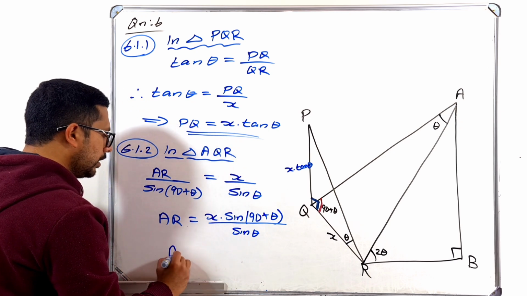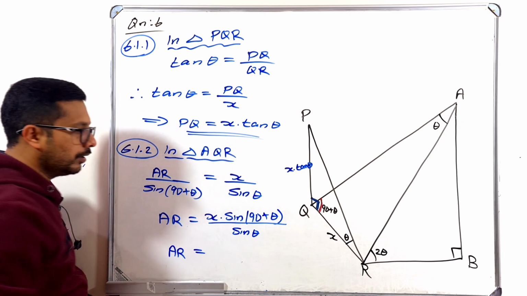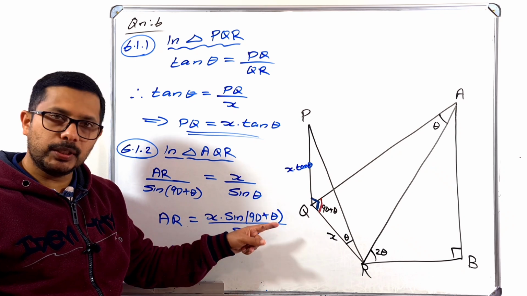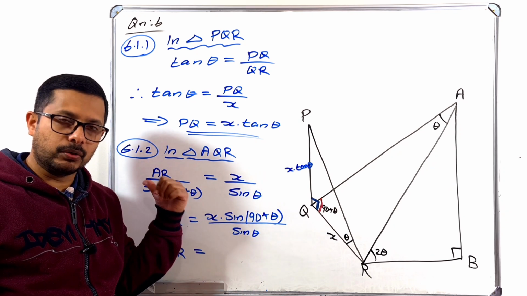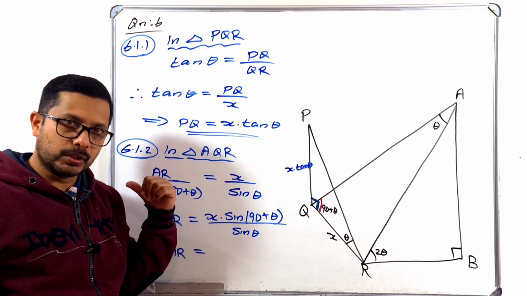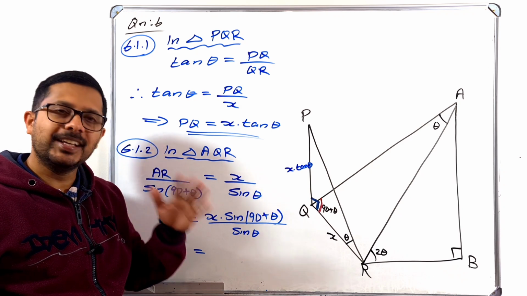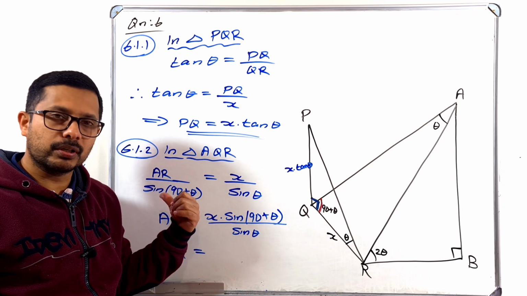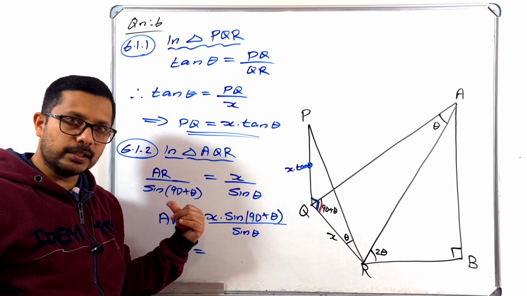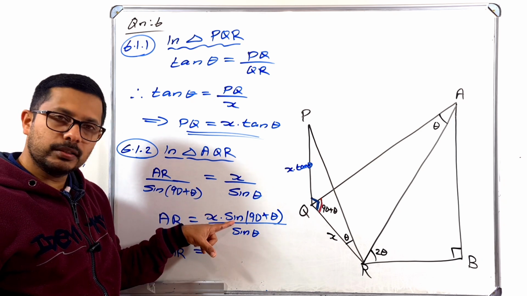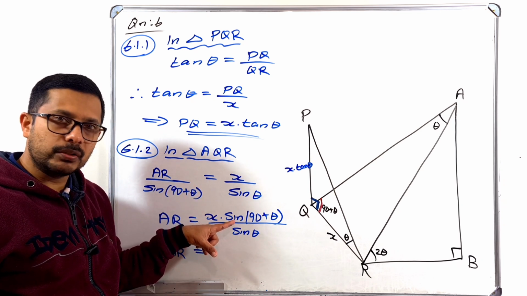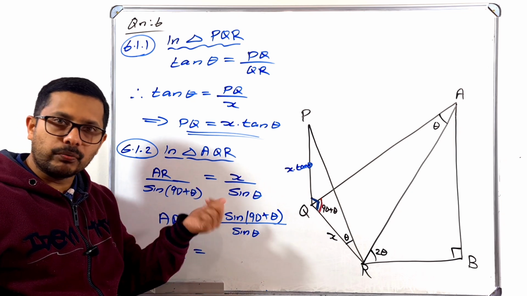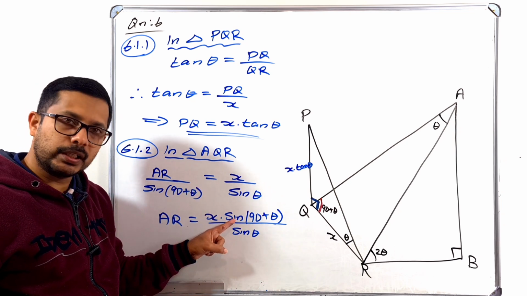Tell me what is sine of 90 plus theta? 90 plus theta is in which quadrant? Second quadrant. In the second quadrant, what is positive? Sine is positive. So it is positive. Then if it is based on 90, you have to change to its co-function. What is the co-function of sine? Cos.